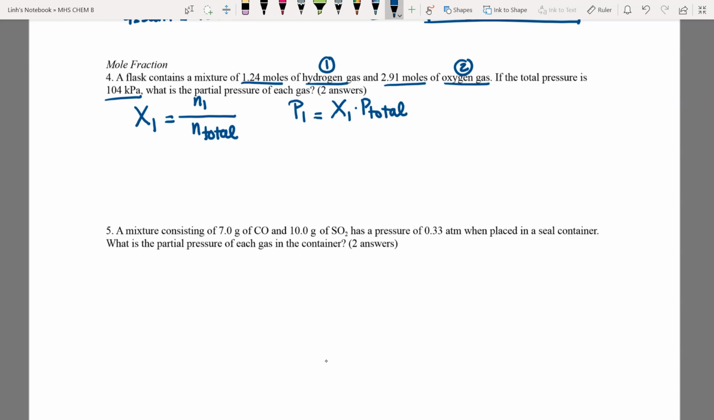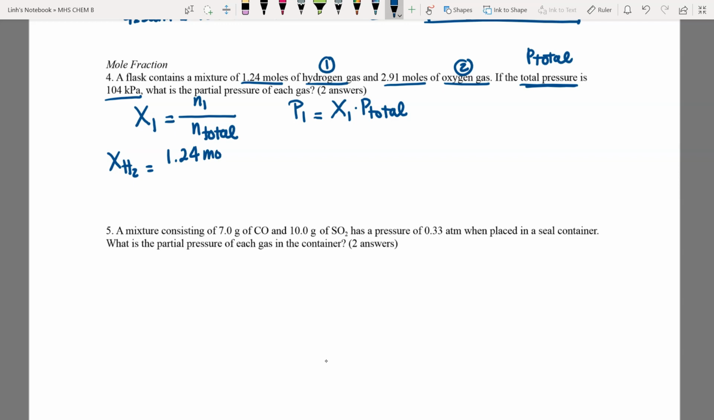So here I'm given the number of moles for each gas, so I can find the mole fraction, and I was also given the total pressure here. So that's my P total. I can then find the partial pressure by plugging into the equation. I'm going to first find the partial pressure of hydrogen gas.